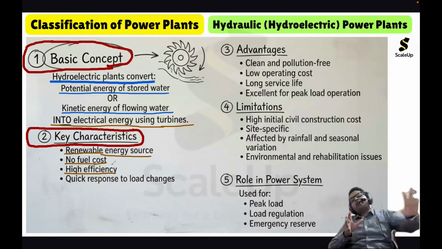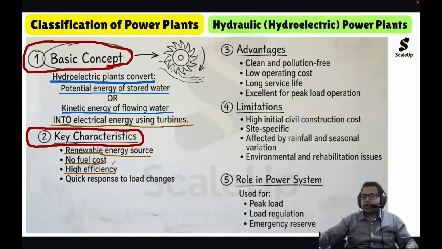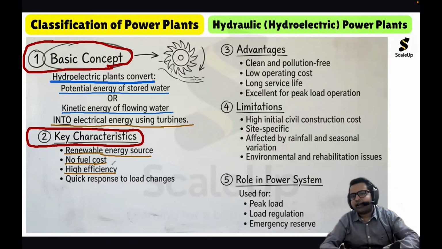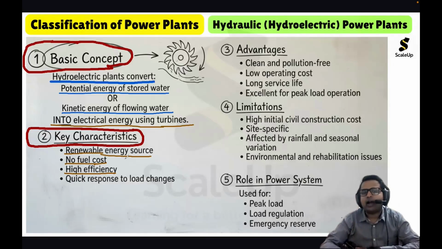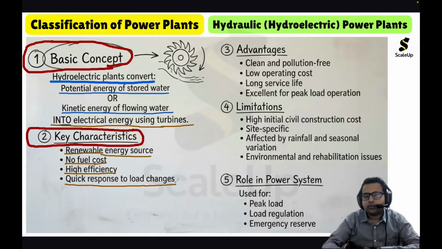If you want to compare thermal power plants and hydroelectric power plants in terms of efficiency, hydroelectric power plants are more efficient because the fuel is water and there is no need for us to heat it. So no conversion will be taking place. No need for us to generate steam and all that. So hydroelectric power plants are very efficient, with high efficiency and quick response to load changes. They quickly respond to load changes.